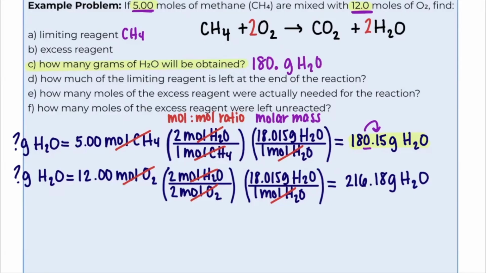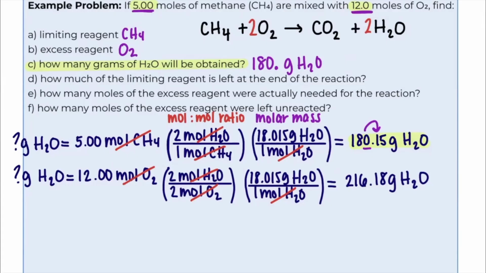So what does this mean? Since our methane is the limiting, oxygen gas has to be our excess reagent. And if it is our excess, we really didn't need to start with 12 moles of oxygen gas. So how much should we really need? Well, we can solve that.